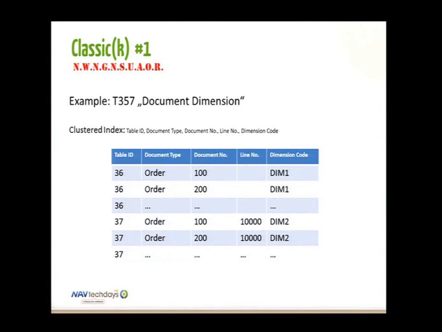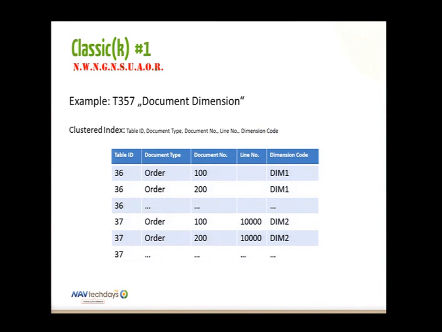Starting with the document dimension thingy. This is a problem that will happen to anybody working with dimensions in the current systems. It's just a matter of how many dimensions you use and how many documents you have. Because this is the general structure of this table, document dimension. And here, especially the clustered index. The clustered index is the index that defines how the records are sorted in the table. And this is the standard sorting order.